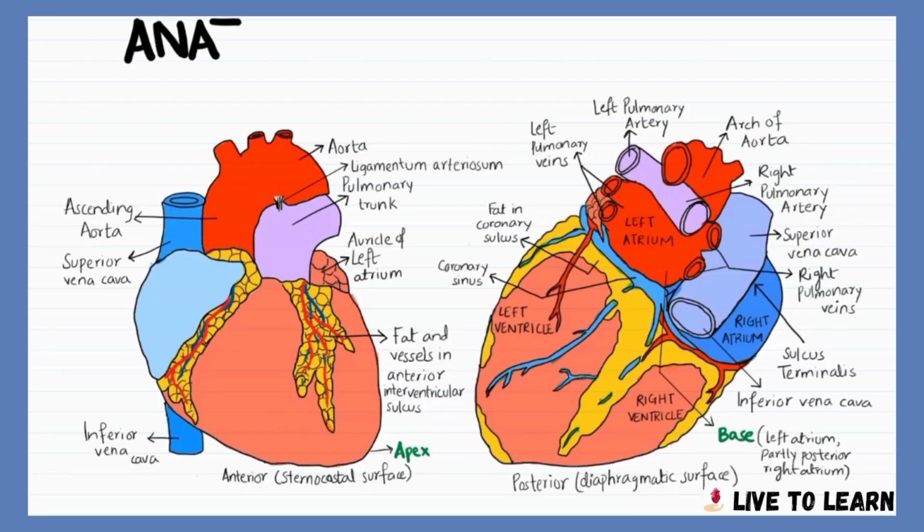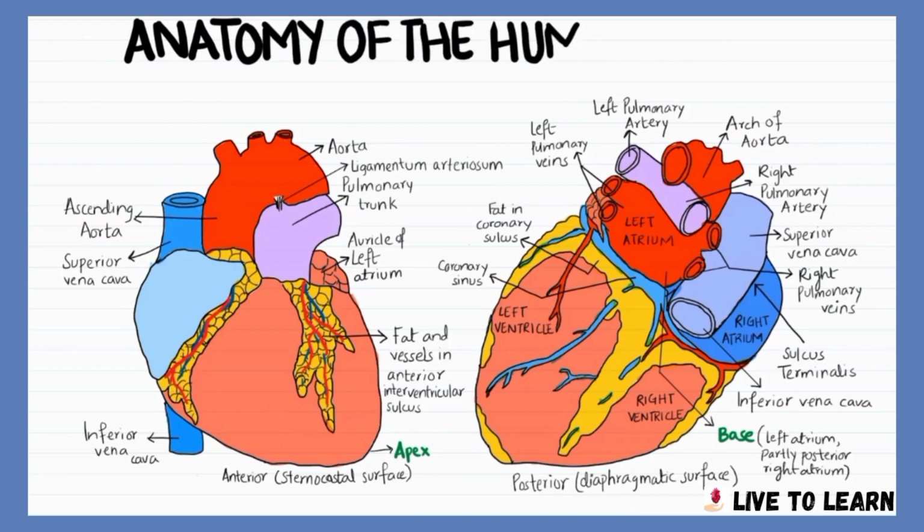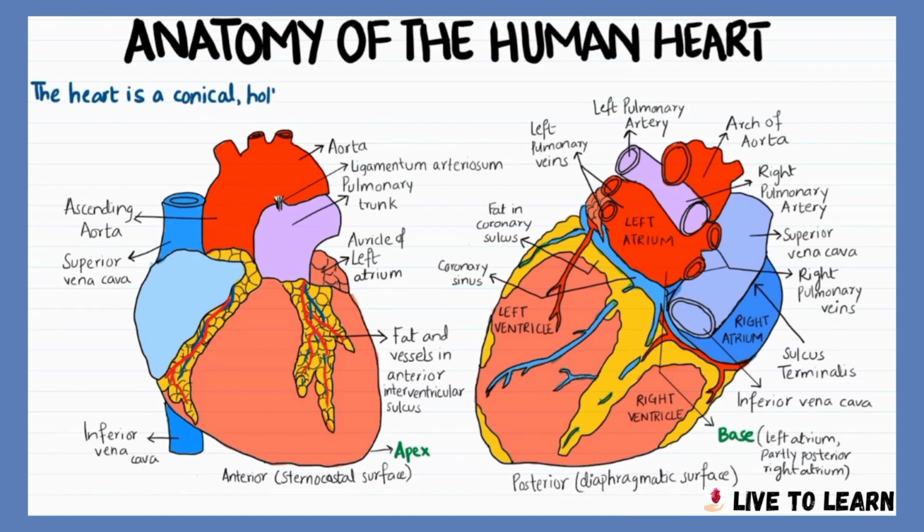In this video, we'll be discussing the anatomy of the human heart in detail, including the external and the internal features. But first, let's discuss a few general characteristics of the heart. The heart is a conical, hollow, muscular organ situated in the middle mediastinum and enclosed in the pericardium.